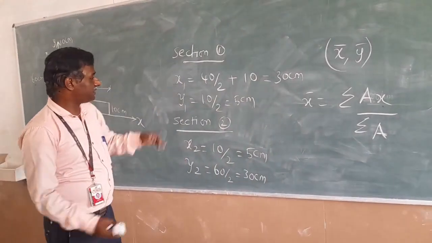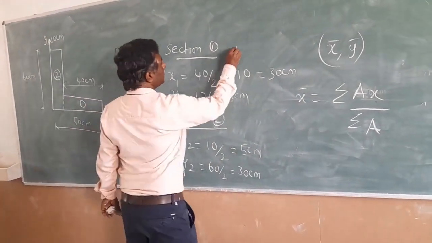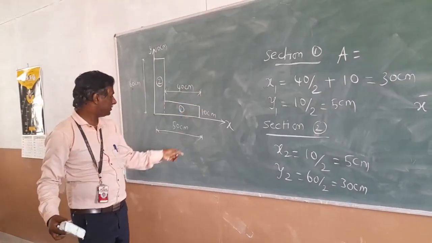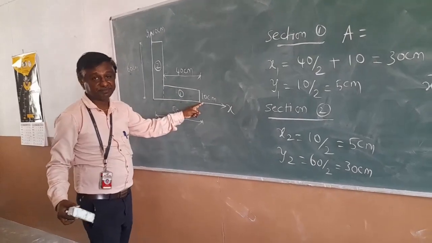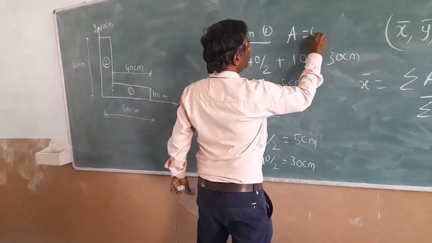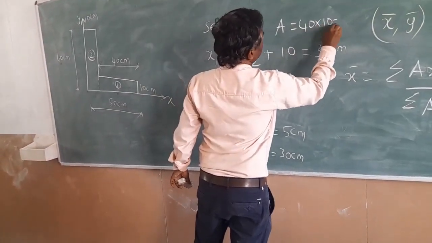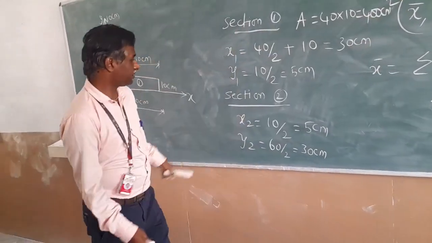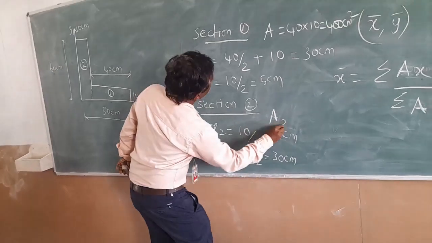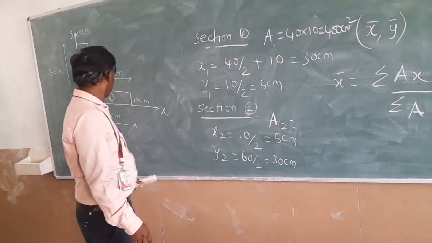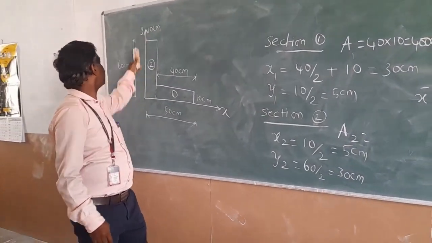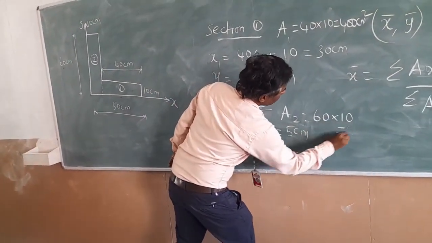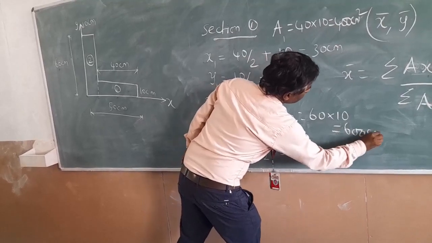For section 1, what is the area? Consider section 1, this rectangle. This is 40 into 10, so the total is 400 centimeters square. For section 2, area A2 equal to 60 into 10, and this is 600 centimeters square.